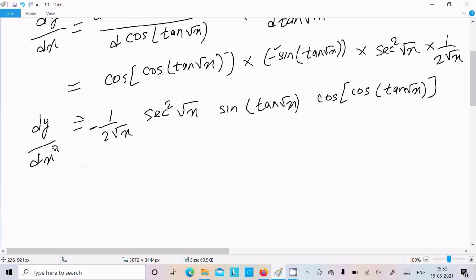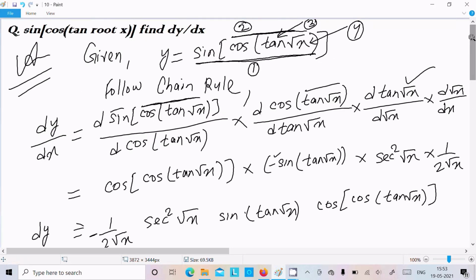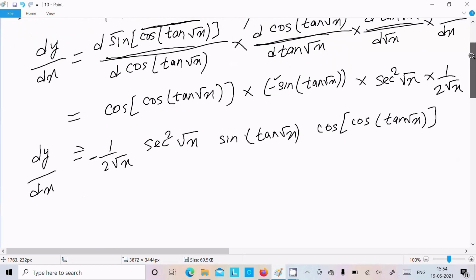So this is the way we are doing the differentiation of this question. I hope guys this video is helpful for you. One more time I'm going to repeat. If you get a question where there is sine, not sine x, so this whole term is combined. First this is solved by the chain rule. First is the sine differentiation, this is the sine part. Next is the cos part, thereafter inside tan part, inside tan there is root x. So this is the way we are doing the differentiation.